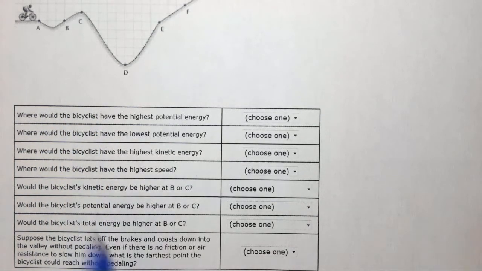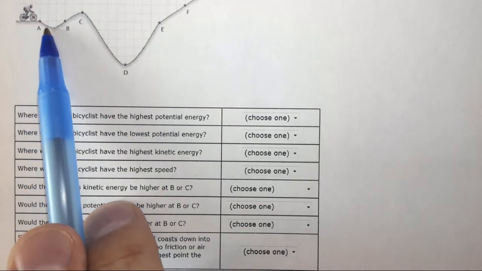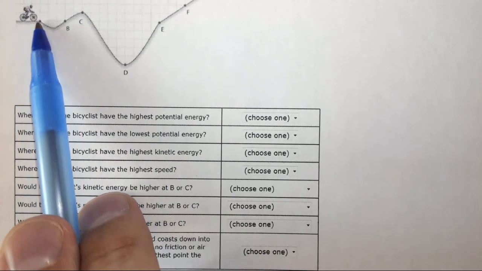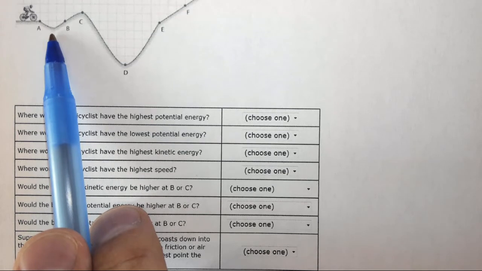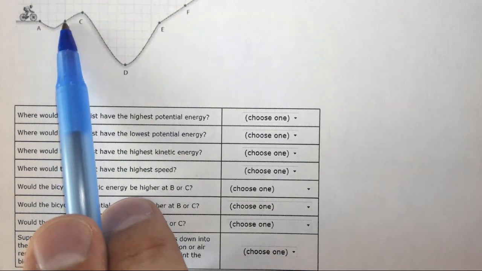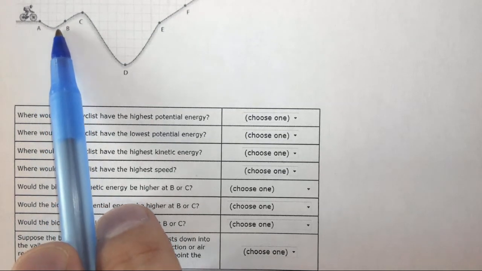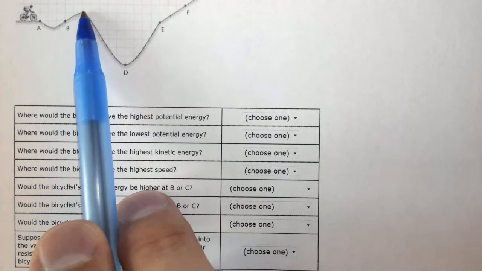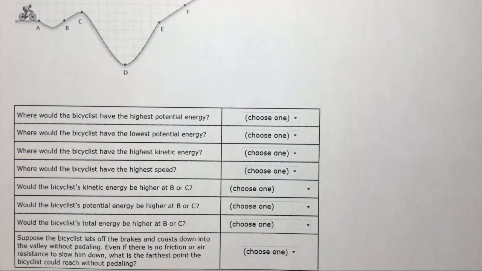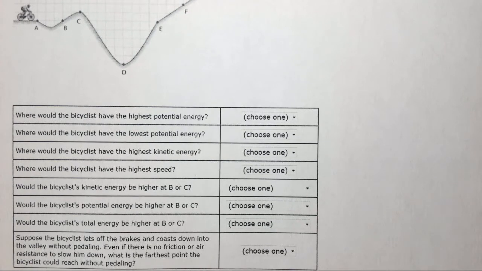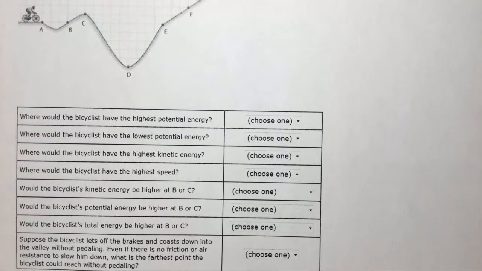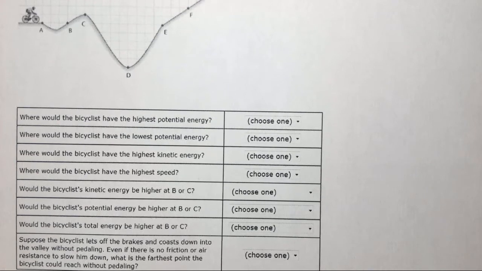So as the bicyclist moves down a hill, they convert some of their potential energy into kinetic energy. And then as they move back up the hill, they convert some of their kinetic energy into potential energy as their altitude increases. But at any given point, the total amount of kinetic and potential energy is the same due to something called the law of conservation of energy.